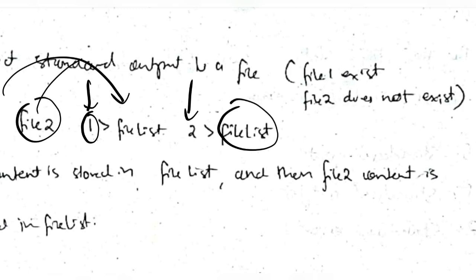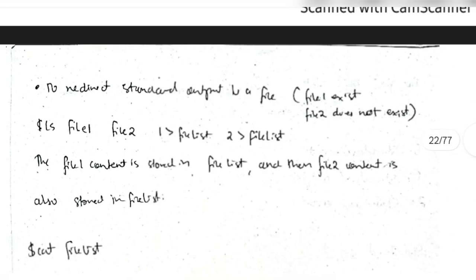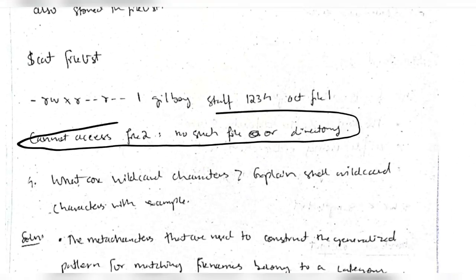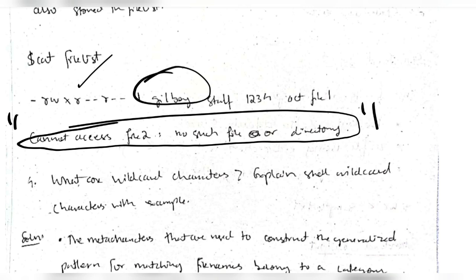Okay, means file 2's output. Okay, so file 2 does not exist, so what is the output in that? It is the output like: cannot access file 2, no such file or directory. This text is stored in the file list after the content of file 1. Okay, so that gets displayed first, then this gets displayed.